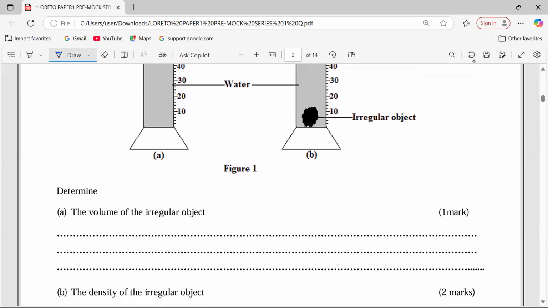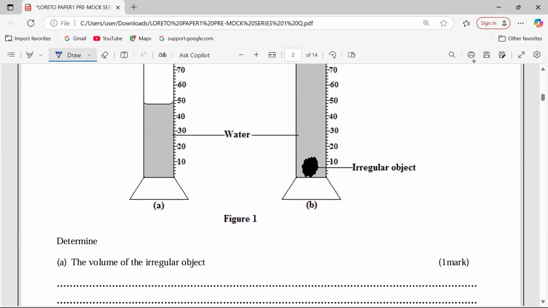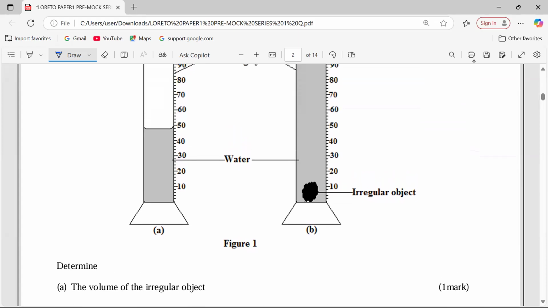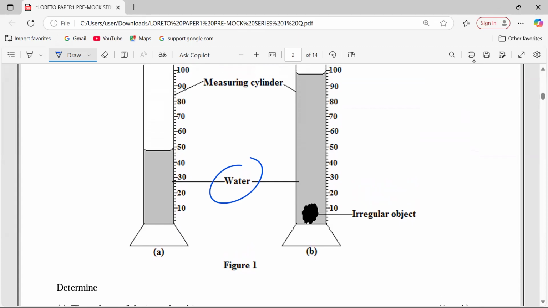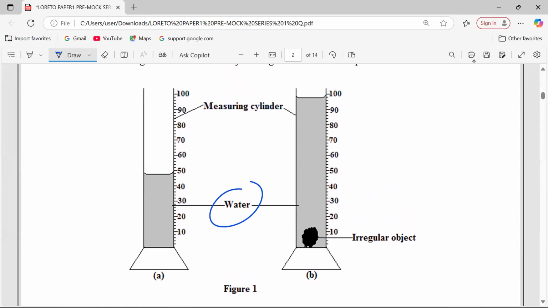Determine part A, the volume of the irregular object. We usually assume in this displacement method that the object which has been immersed does not absorb the liquid. This is water for the avoidance of doubt. So water being used here. It doesn't dissolve in water. It doesn't react with the water. Therefore now, the volume change is due to the irregular object.